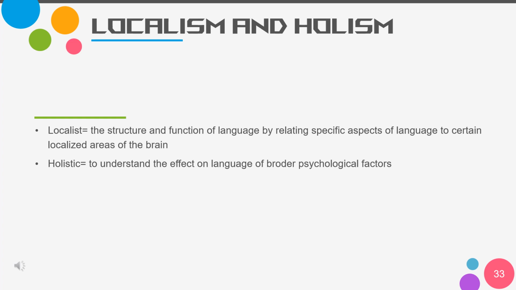Localism and holism. The localist model is the particular model of looking at the structure and function of language by relating specific aspects of language to certain localized areas of the brain. Although it is true that certain areas of the brain are involved in language, it is also necessary to take into account holistic or global brain phenomena in order to understand the effect on language of broader psychological factors such as attention span, motivation, alertness, and the rate at which auditory and visual memory traces dissipate.